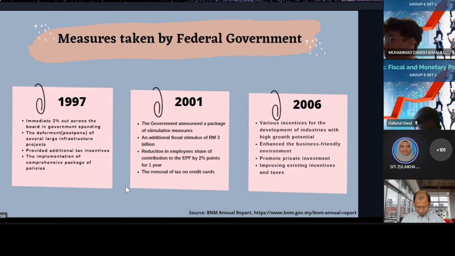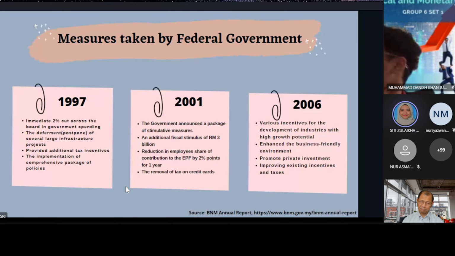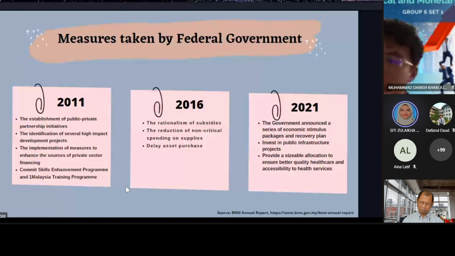The government also enhanced the business-friendly environment to attract foreign direct investment and also to promote private investment by strengthening public service delivery. Next, in 2011, these measures were guided by the strategies outlined in the 10th Malaysia Plan, the 6 national key result areas, and also the 12 national key economic areas. It focuses on reinvigorating private investment and boosting domestic demand.